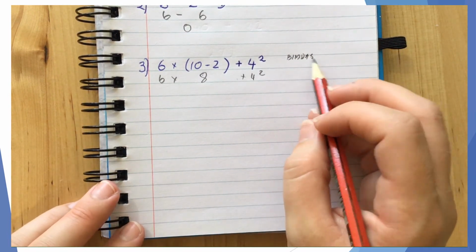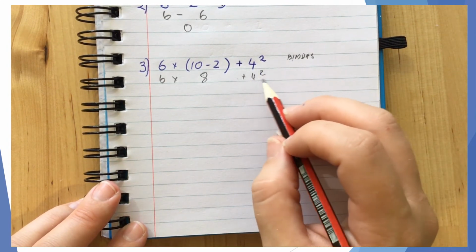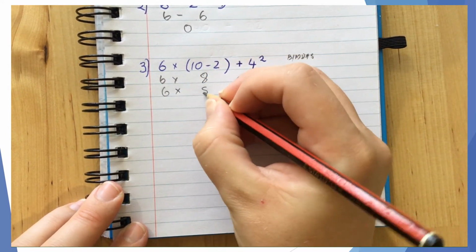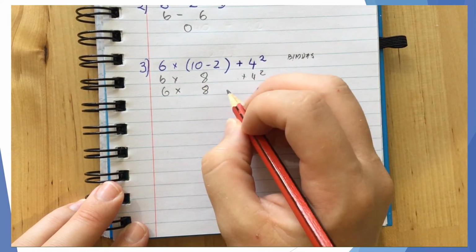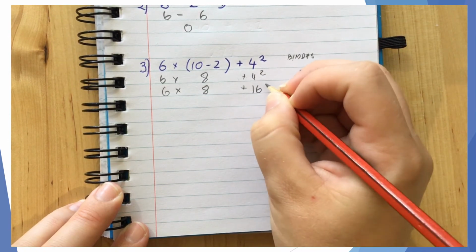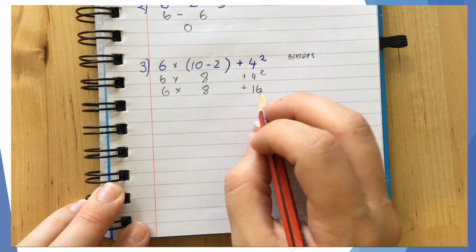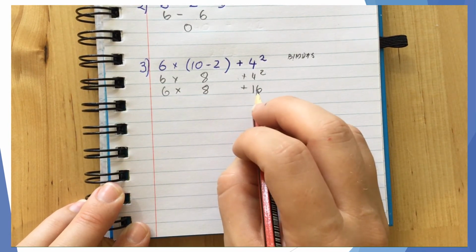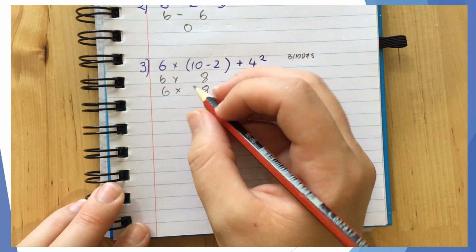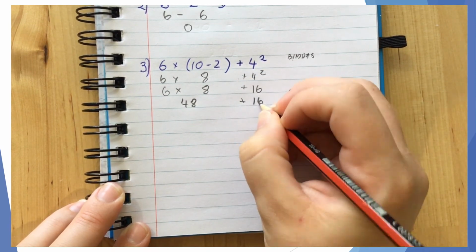The next thing that we need to do, there's no more brackets, so the next thing is I for indices, which means we need to do this 4 squared. Again, I just leave the 6 times 8 alone because we'll come to it later. And then that will give me plus 16 because 4 squared is 16. Okay, I've got no more indices, so now I can look at multiplication and division left to right. I now need to do 6 times 8. So 6 times 8 is 48, and then I just leave the plus 16.